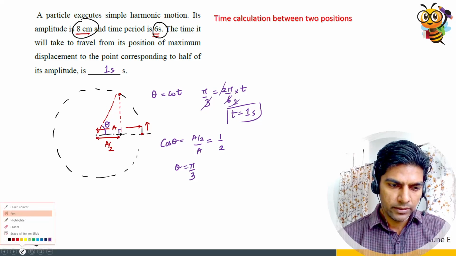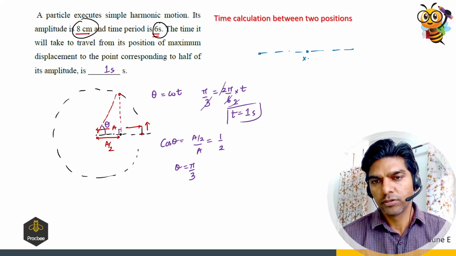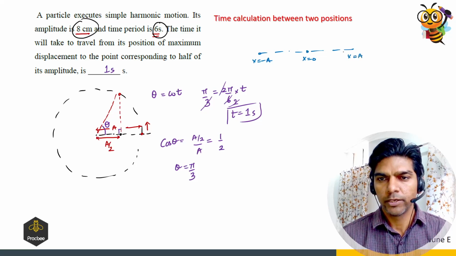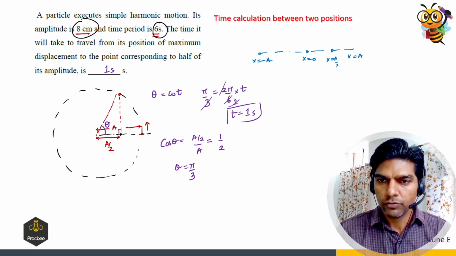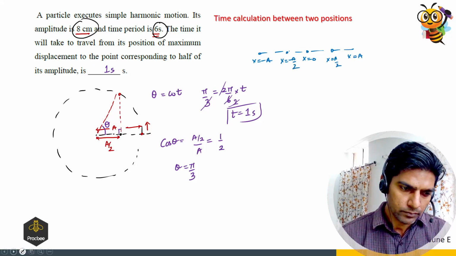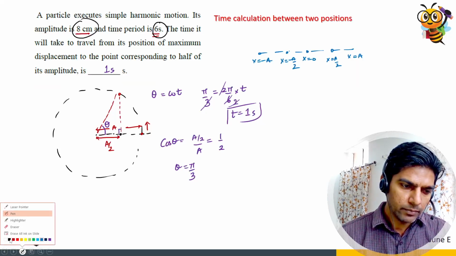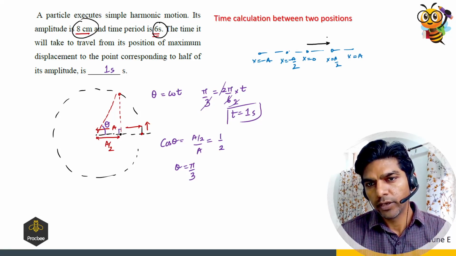And some standard durations you can remember. This is the path followed by the particle which is undergoing simple harmonic motion. This is x equals 0, this is x equals minus a, this is x equals a, and let me take this as x equals a by 2 and this point as x equals minus a by 2. Now the time taken by the particle from mean position to a by 2 and from a by 2 to mean position will be T by 12.